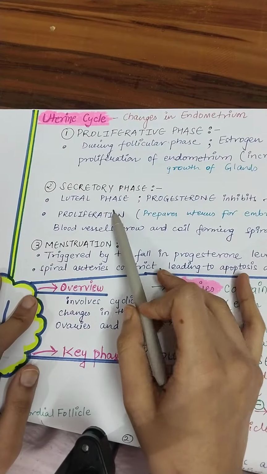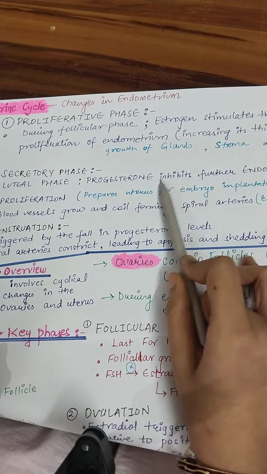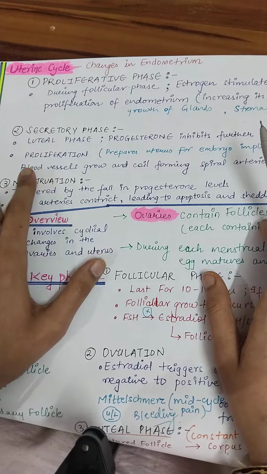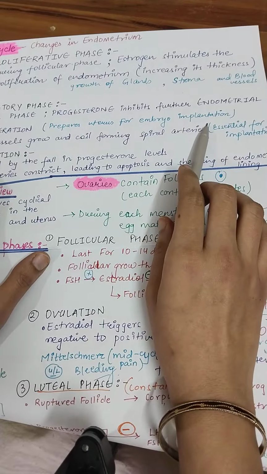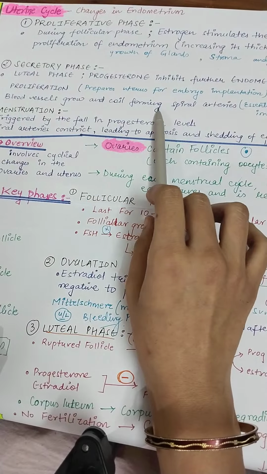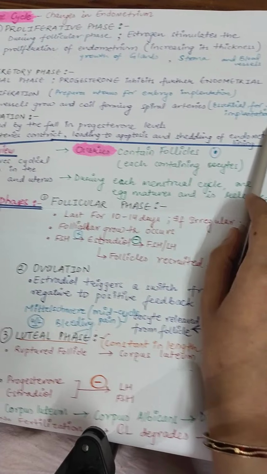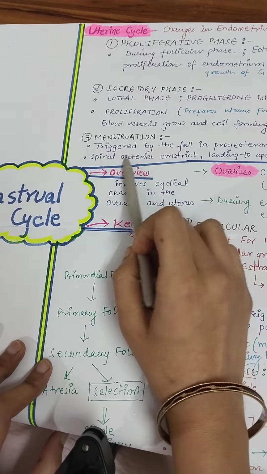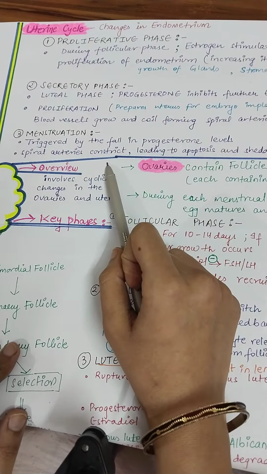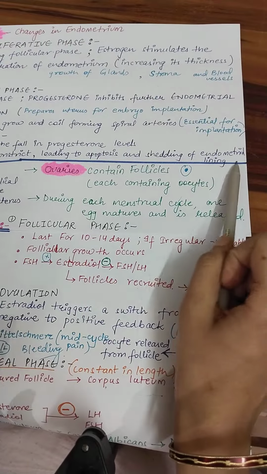Then the secretory phase, which is the luteal phase, occurs under the influence of progesterone. Progesterone inhibits further endometrial proliferation and prepares the uterus for implantation. Then blood vessels grow and coil, forming spiral arteries, which are essential for implantation. Menstruation is the third phase, which is triggered by the fall of progesterone levels. Spiral arteries will constrict, leading to apoptosis and shedding of the endometrial lining.